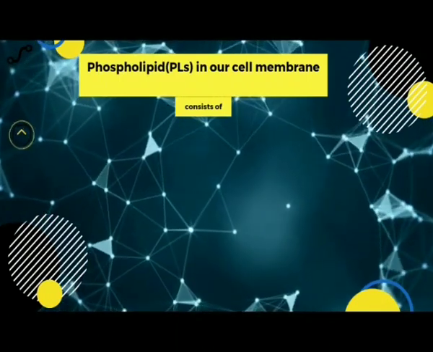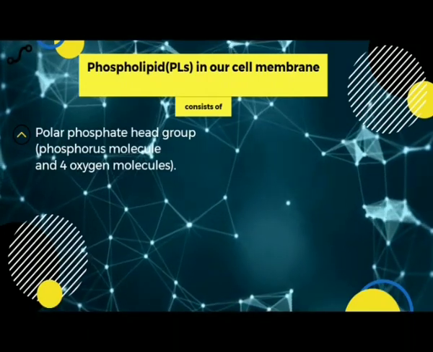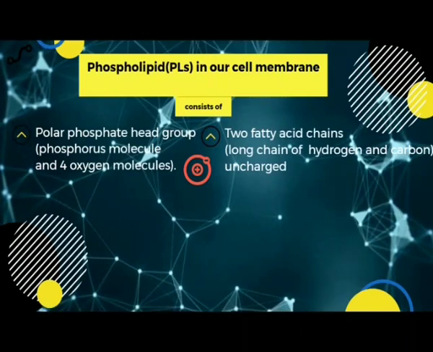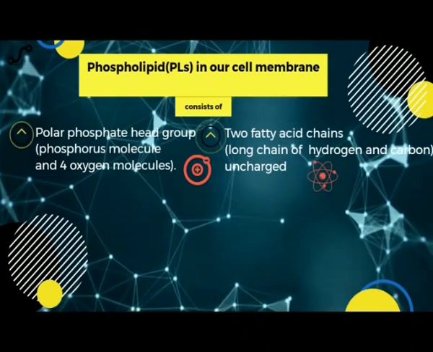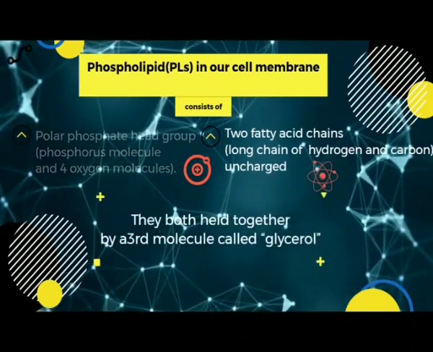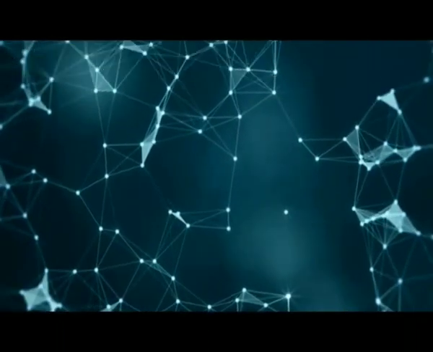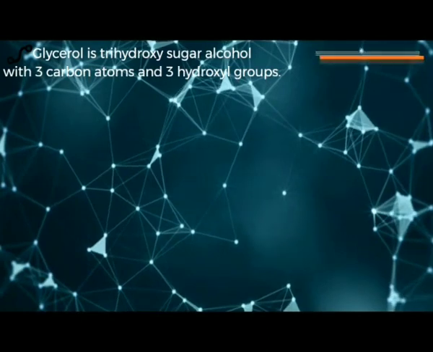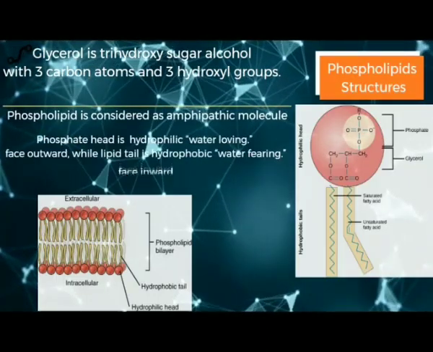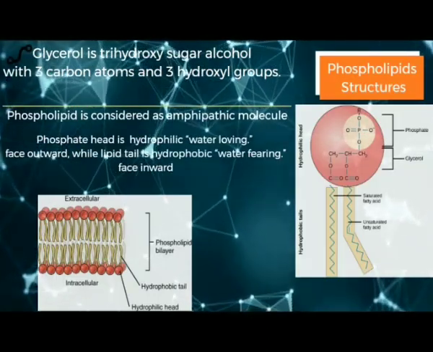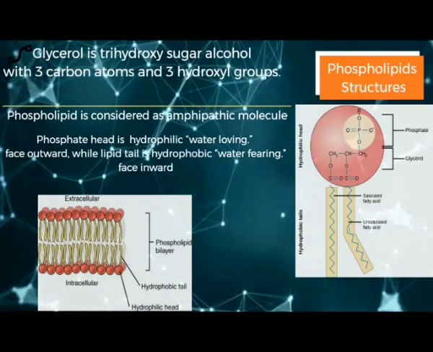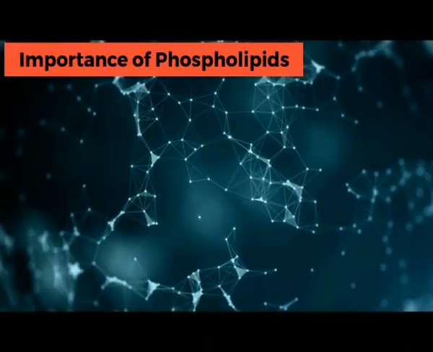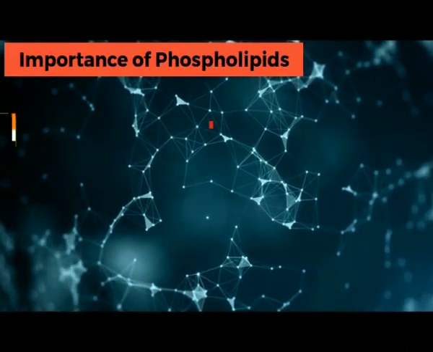Phospholipids (PLs) in our cell membrane consist of a polar phosphate head group, a phosphorus molecule and 4 oxygen molecules, negatively charged; and 2 fatty acid chains, long chains of hydrogen and carbon, uncharged. They are both held together by a third molecule called glycerol. Glycerol is a trihydroxyl sugar alcohol with 3 carbon atoms and 3 hydroxyl groups. Phospholipid is considered an amphipathic molecule. The phosphate head is hydrophilic, water-loving, and faces outward, while the lipid tail is hydrophobic, water-fearing, and faces inward.